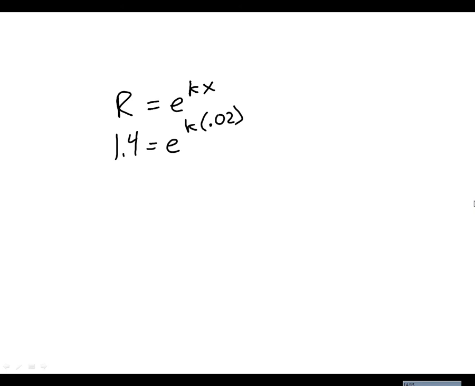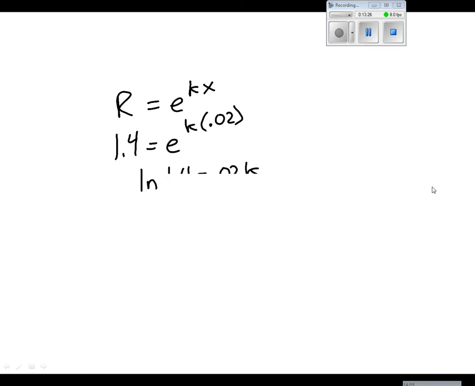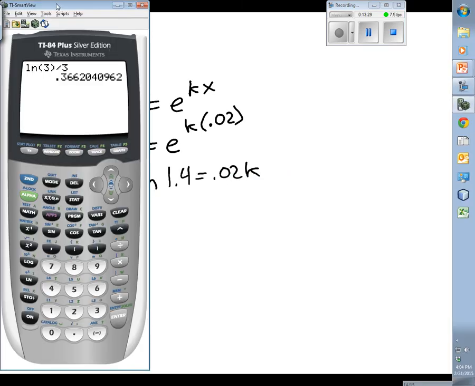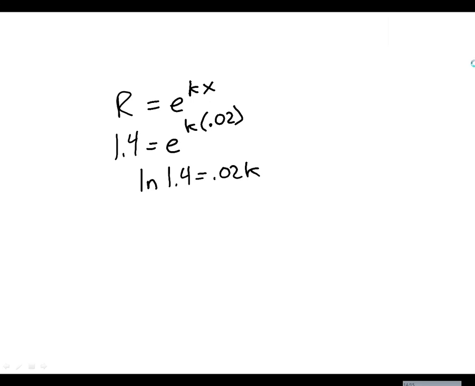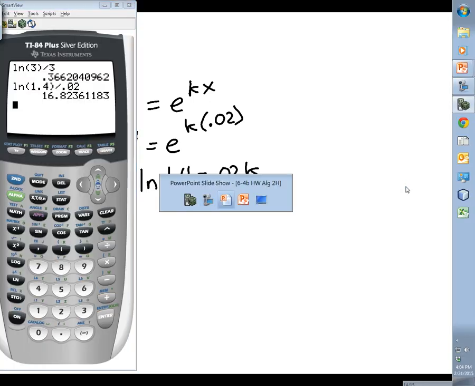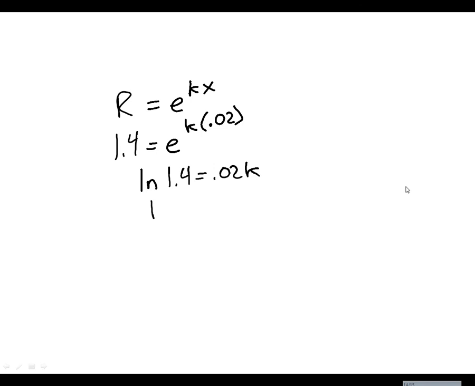Let's go ahead and solve. We need to get k down from there, so let's rewrite this using a logarithm. This is log base e, which is natural log of 1.4 equals 0.02k. Go into your calculator to solve. So we've got natural log of 1.4 divided by 0.02. And now we know that k is 16.82. So we'll put that in here. k is 16.82.